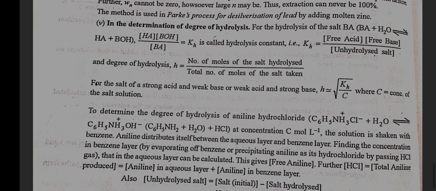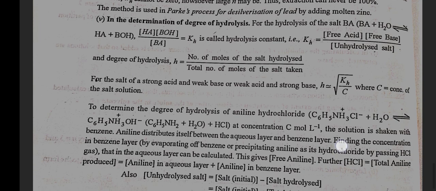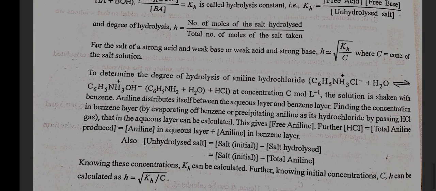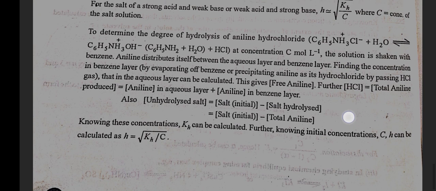Fifth, in the determination of degree of hydrolysis. For the hydrolysis of a salt, BA plus water gives acid plus base, Kh is the hydrolysis constant, that is, Kh is equal to free acid into free base divided by unhydrolyzed salt, and degree of hydrolysis h is equal to number of moles of salt hydrolyzed divided by total number of moles of the salt taken. For the salt of a strong acid and a weak base, or a weak acid and a strong base, h is equal to under root of Kh by C, where C is the concentration of the salt solution.